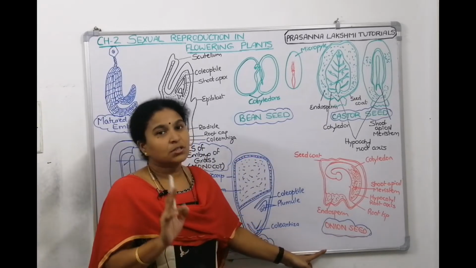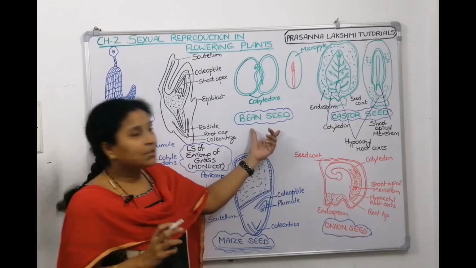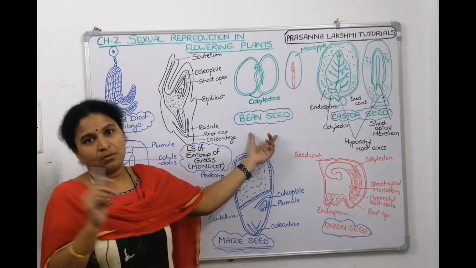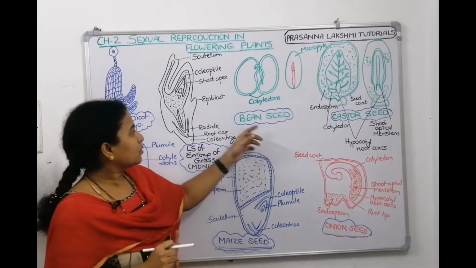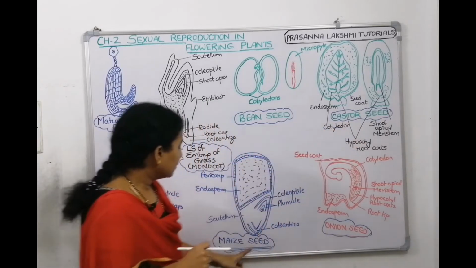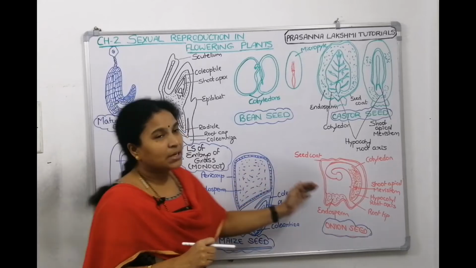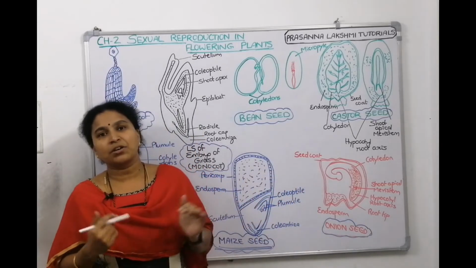They just gave the pictures. They did not tell us which seed is which. But if you name the seed, it will be easy for you to compare and remember it. So, I am telling you, this is the bean seed, the next one is the castor seed, here is the maize seed, and this is the onion seed. We will look at the structures of the seeds, then we will get into our class.